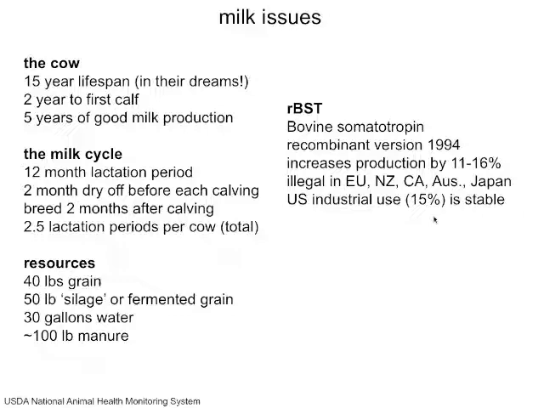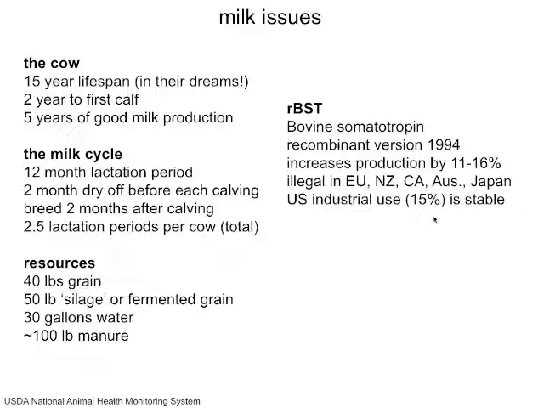The cycle of milk production is as follows. The cow has a 12-month lactation period, so it's producing milk for 12 months. There's a 2-month dry-off before each calving period, before each calf is born. And then after calving, the animal can breed again after 2 more months. So the animal can be fertilized one more time after 2 months. So you can, again, think about what those numbers mean, but overall this results in 2.5 lactation periods per cow. So that's where the 5 years of good milk production comes in.